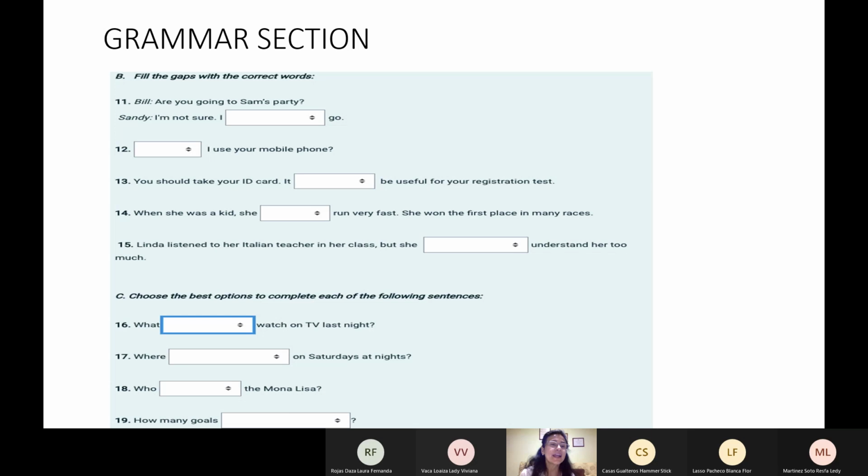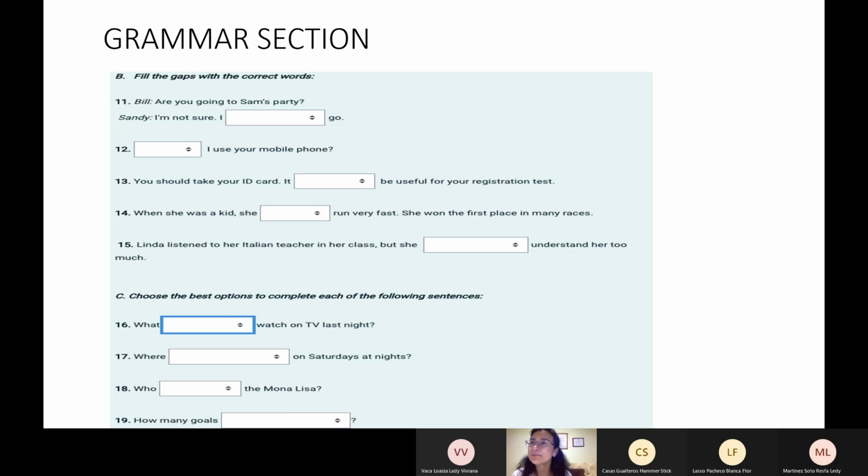And number 18. Who? De Mona Lisa. Present or past. ¿Ese qué tiempo será? ¿La Mona Lisa ya eso es presente o es pasado? Pasado, claro. Ahí no nos están indicando el tiempo. Pero eso sí, la Mona Lisa, eso se creó hace rato. Entonces, ¿cuál será el tiempo? Pasado.